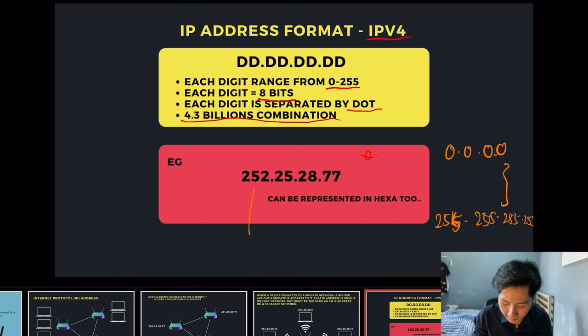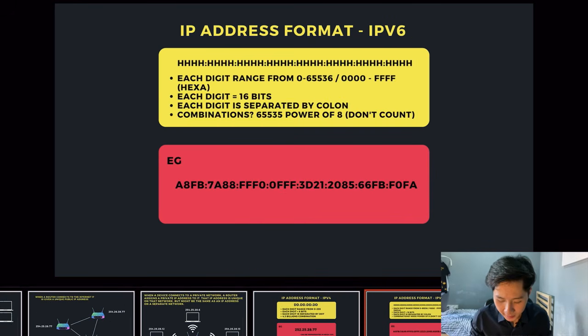These values can be represented in hexadecimal too. Another format of IP address is called IPv6. It is basically a longer version of the IP address, in which each value ranges from 0 to 65,000. It's a lot more compared to IPv4, and each value uses 16 bits, separated by a colon instead. If you want to count how many combinations, you can type into your calculator 65,000 to the power of 8 and see the value that you have.